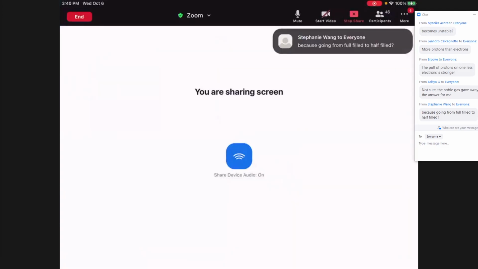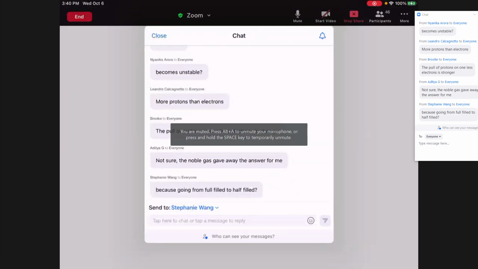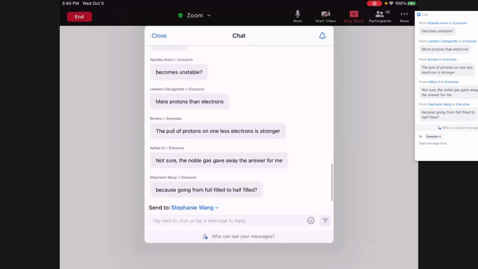Sorry, I have to zoom back and forth to see what you guys are typing. Correct. What Brooke said is correct. More protons, same thing with Leandro. Because it has a higher Z effective.